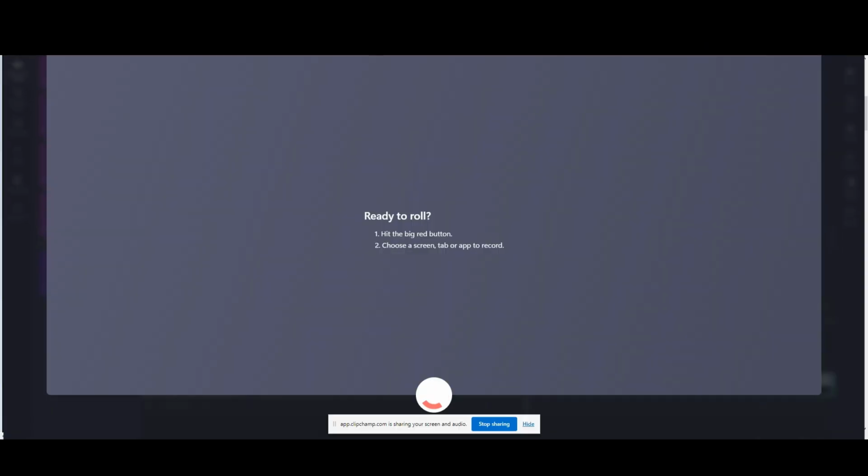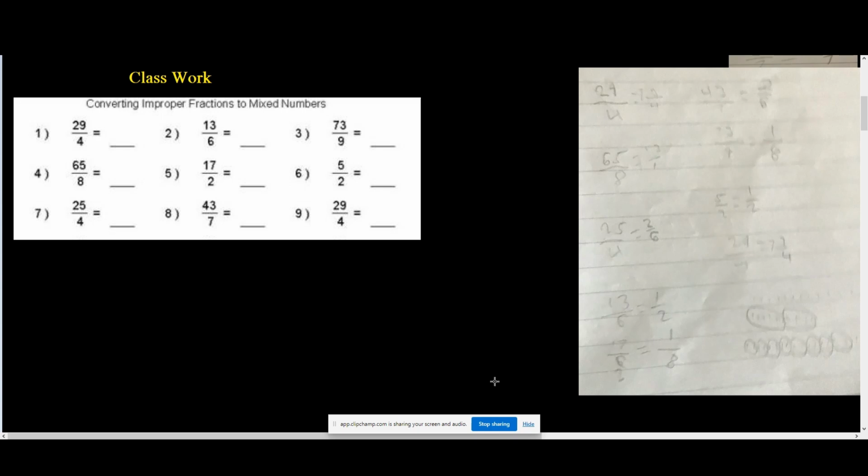Okay. For these questions, we have to change them from improper fractions to mixed numbers. So number 1 says, that's not clear. Let me use white color. So for number 1, I have 29 over 4. How many 4s are in 29? 7. Good. So what will it remain? 3 over 4. You think so? 4 times 7 is 28.